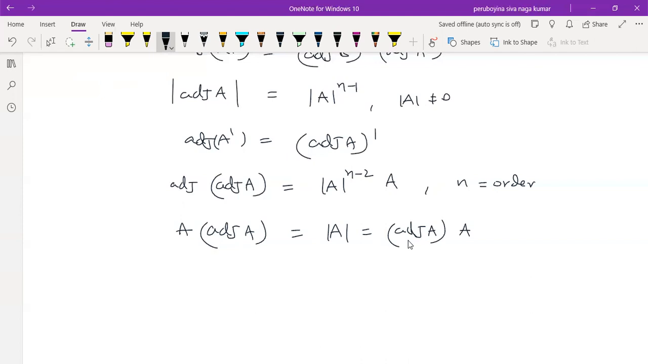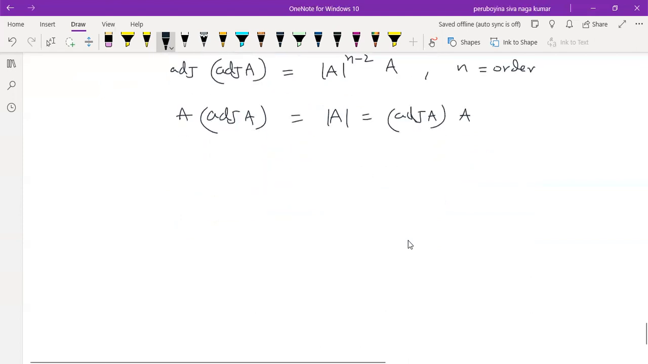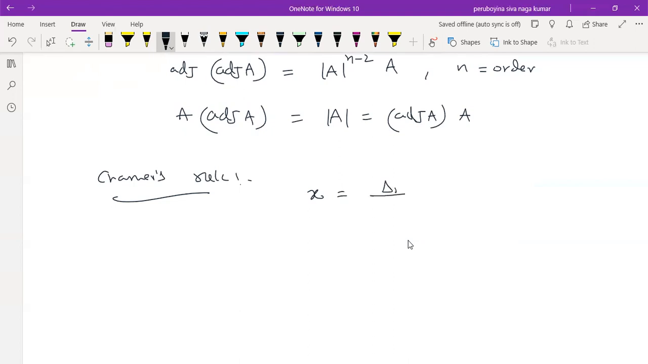And Cramer's rule and matrix inversion method. Cramer's rule, we already know how to do that. Cramer's rule: x value will be delta x by delta, okay? And y value is equal to delta y by delta. And z is equal to delta z by delta.